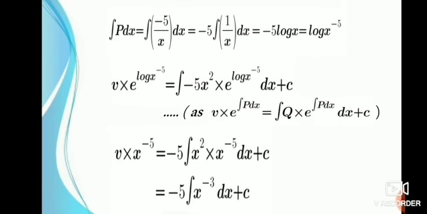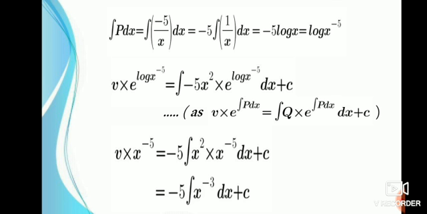Integration of p dx equals integration of minus 5 by x dx equals minus 5 constant, integration of 1 by x dx equals minus 5 log of x equals log of x raised to minus 5. v into e raised to log of x raised to minus 5 equals integration of minus 5 x square into e raised to log of x raised to minus 5 dx plus c, as v into e raised to integration of p dx equals integration of q into e raised to integration of p dx plus c.